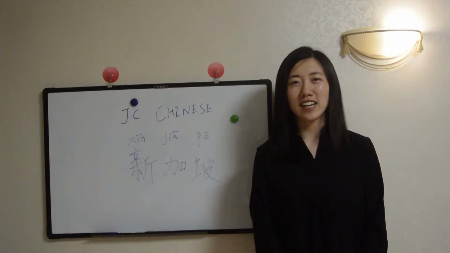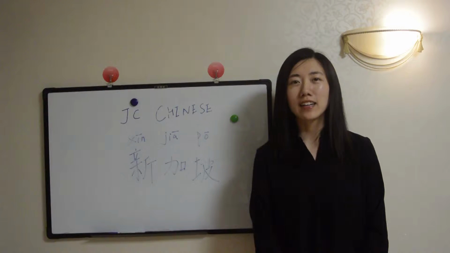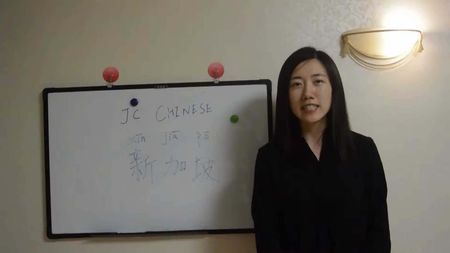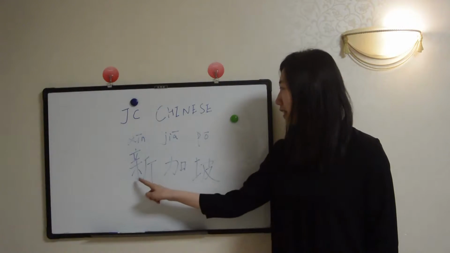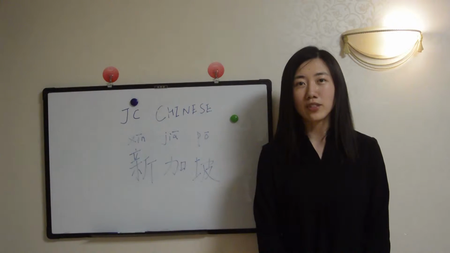This is Zheng from JC Chinese, and in this video we will continue to learn a country's name in Chinese. Singapore, 新加坡. Its pronunciation is just like its English name. Singapore, 新加坡, 新加坡. Now let's write those three Chinese characters together.